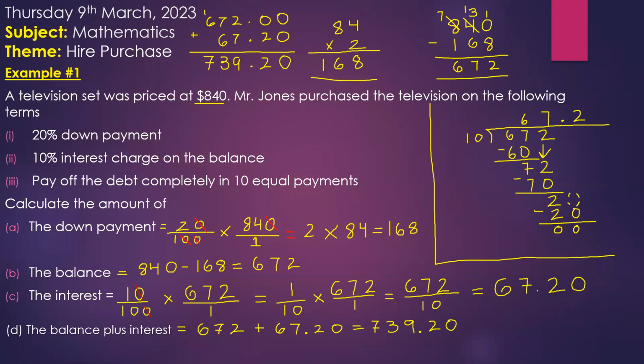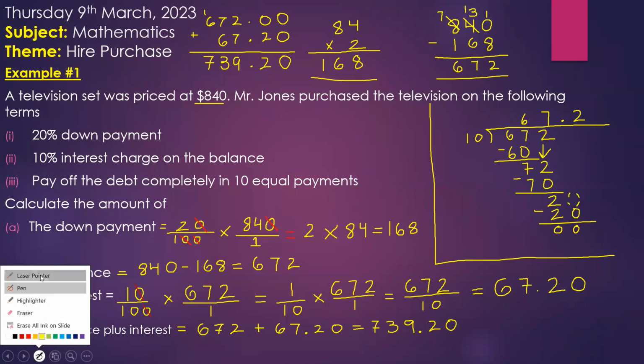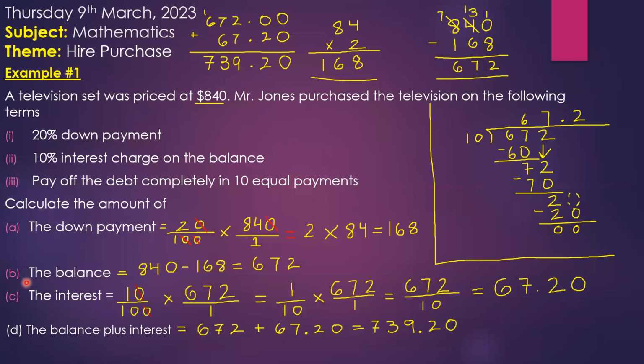Okay, good. So now that we have it all, these are all the questions: A, B, C, and D. First we have to find the down payment, the balance, the interest, and the balance plus the interest. Moisha, can you explain this slide for me, please? It's example 1.